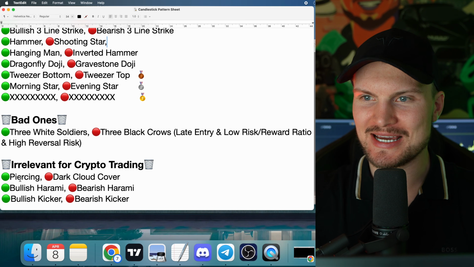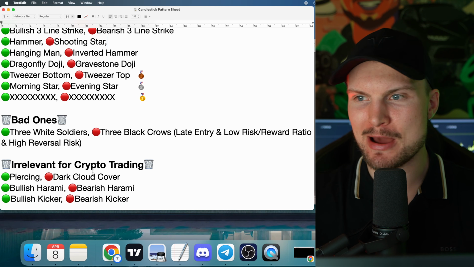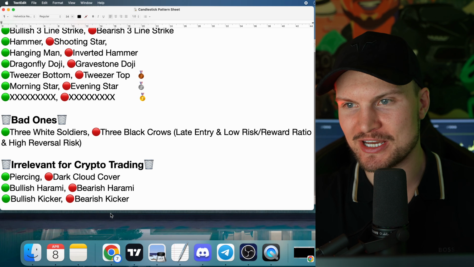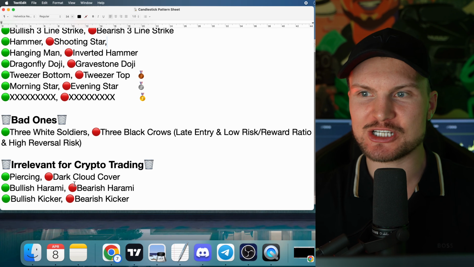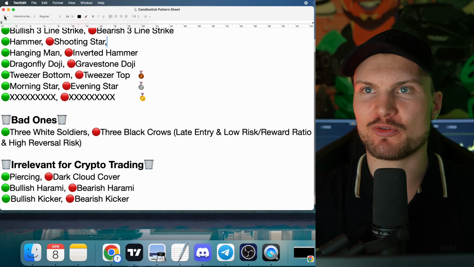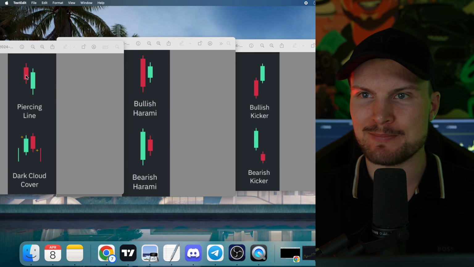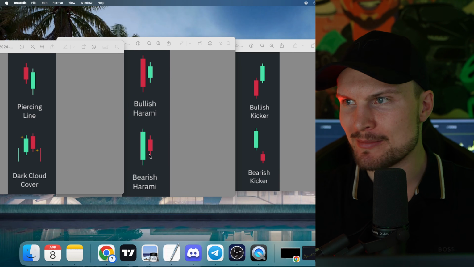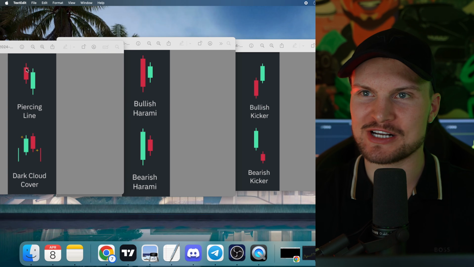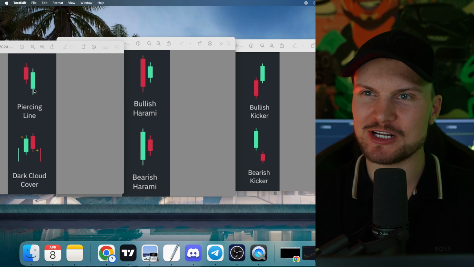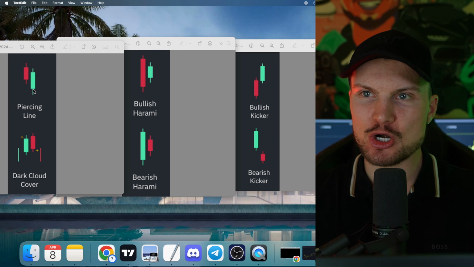Lastly, we have 3 candlestick patterns which are completely irrelevant for crypto trading. We have the piercing, dark cloud cover, bullish harami, bullish kicker, bearish kicker. All these 6 are essentially the exact same thing, just a slight variation. So for example, this here would be a piercing line, bullish bearish harami, and bullish kicker, bearish kicker.